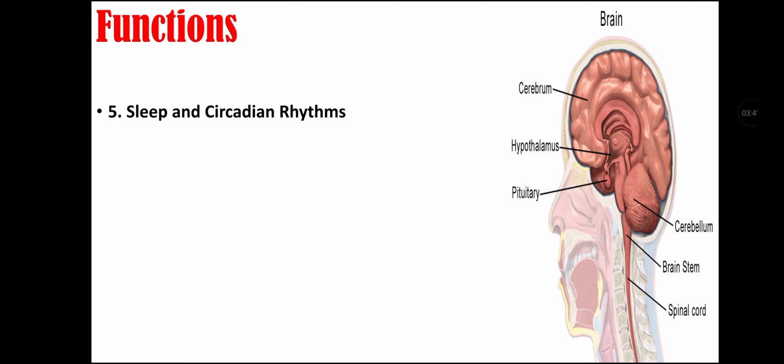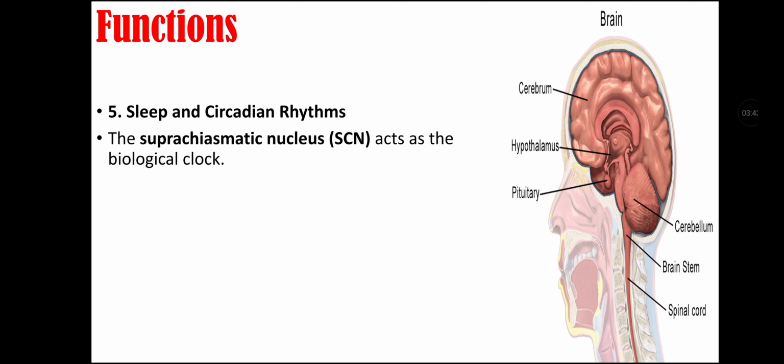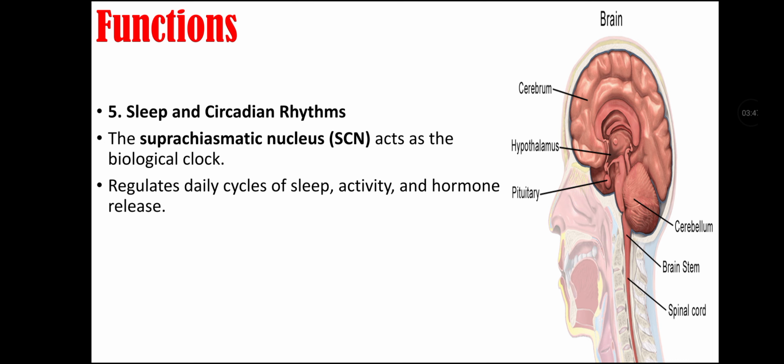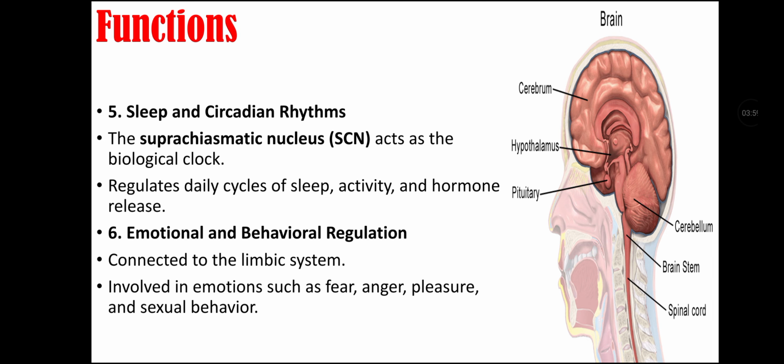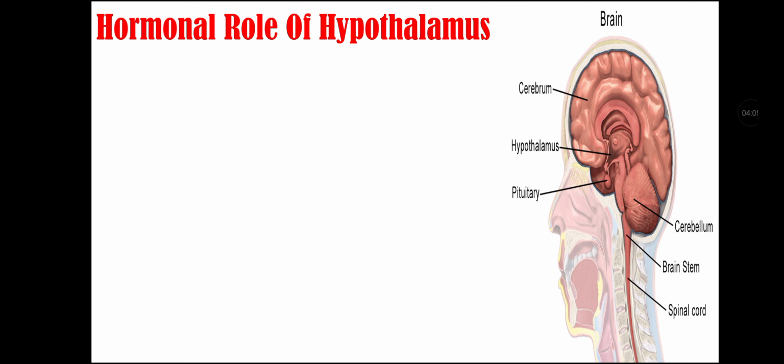Fifth function of the hypothalamus is sleep and circadian rhythm. The suprachiasmatic nucleus acts as a biological clock that regulates daily cycles of sleep, activity, and hormone release. Sixth function of hypothalamus is emotional and behavioral regulation, as it is connected to the limbic system that is involved in emotions such as fear, anger, pleasure, and sexual behavior.